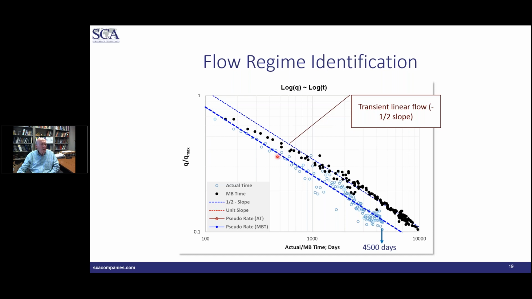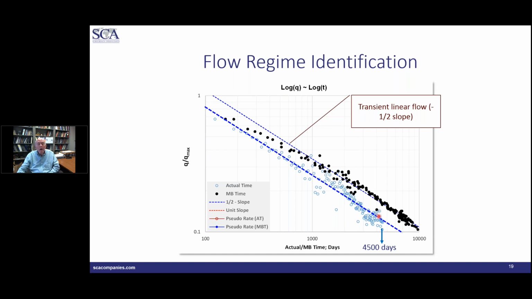These points are a plot of rate versus actual time. The black dots are a plot of rate versus material balance time for this well. In both cases, notice that the data eventually fall in a trend which can be fit very well by a straight line with a slope of -1/2. That's true with the material balance time plot. That's true with the real-time plot.